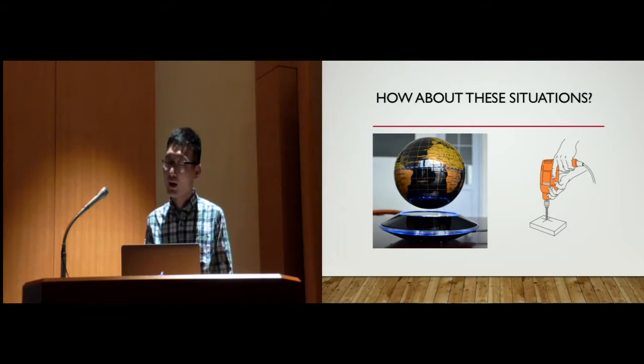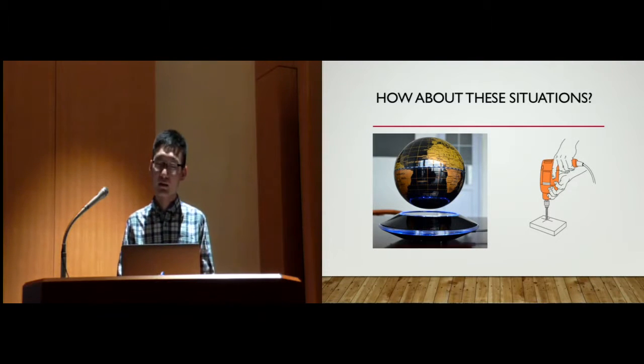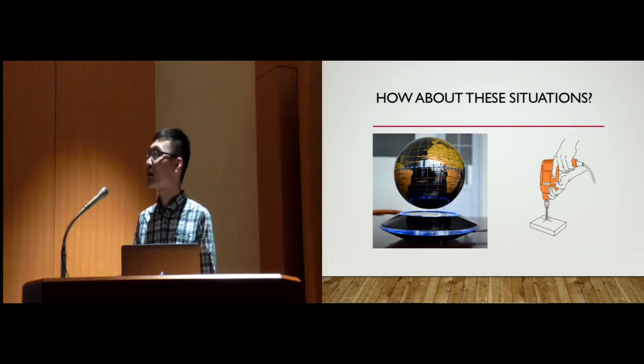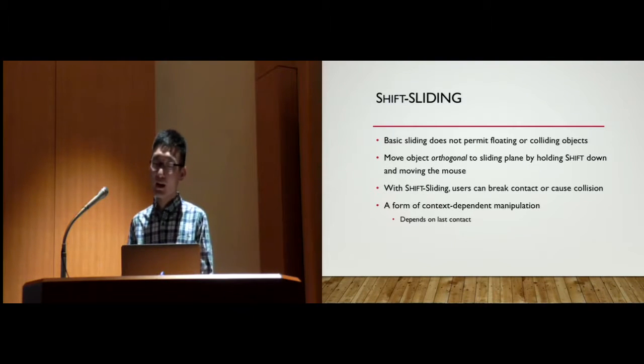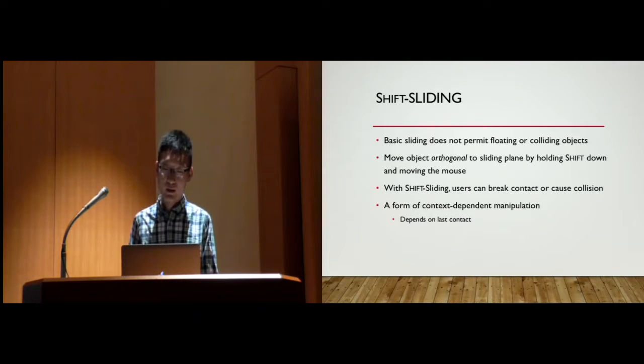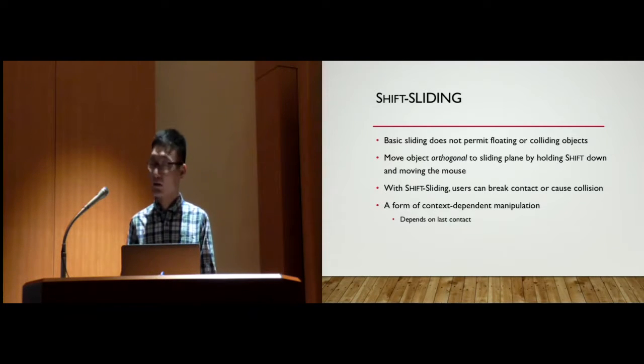Okay, so sliding is great for objects in contact, but how about these situations? In the left image, we can see there is a levitating globe, in which the globe is apparently floating above the floor. In the second image, there is a drill, which is clearly in collision with the object below it. Since basic sliding cannot deal with floating or colliding objects, we introduce shift sliding. With shift sliding, the user can move the object orthogonal to the sliding plane by holding down the Shift key and moving the mouse. So with shift sliding, the user can break the contact assumption or cause collision.